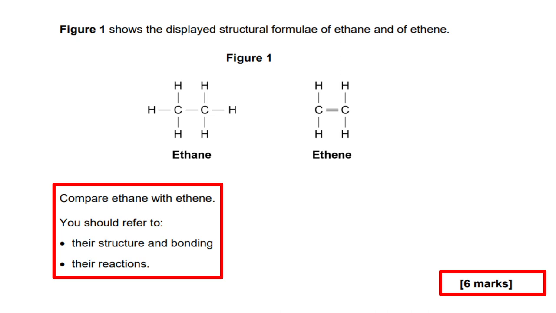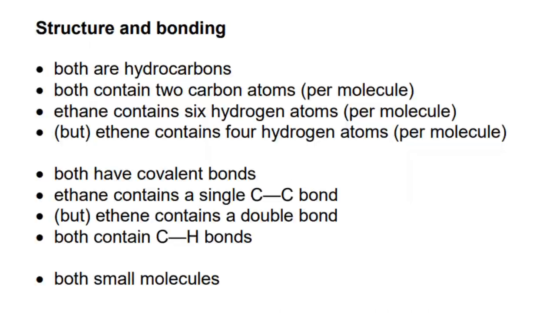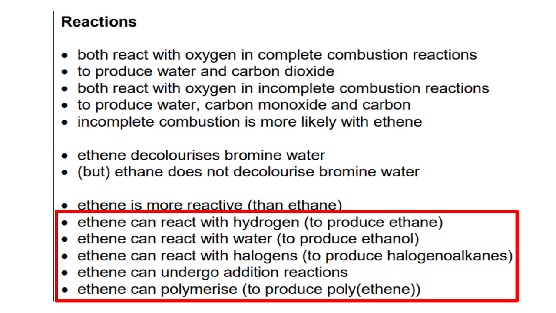Okay, there are so many similarities that people did not mention. As regards reactions, both can be involved in complete combustion reactions. Incomplete combustion is more likely with alkenes, though. Ethene does decolorize bromine water. Ethane does not. And ethene is more reactive than ethane because of the carbon-carbon double bond. What's highlighted in red, you do not know yet, but you will all know in a minute.